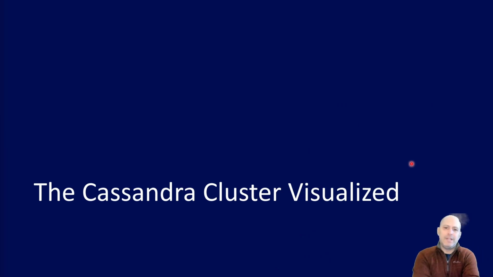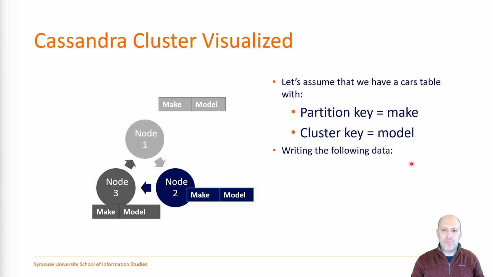All right, let's walk through a little animation that shows you how the Cassandra cluster actually writes data to itself. So here we have 3 nodes in a key space, and we're going to write cars. The partition key is the car's make, and the cluster key is the car's model. Now, these are probably not great keys, but it's perfect for demonstration purposes.